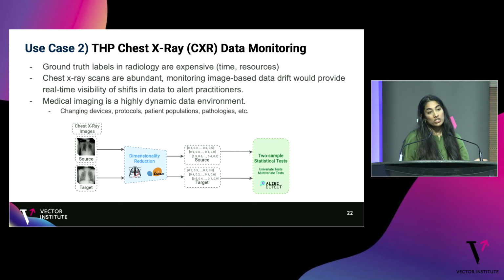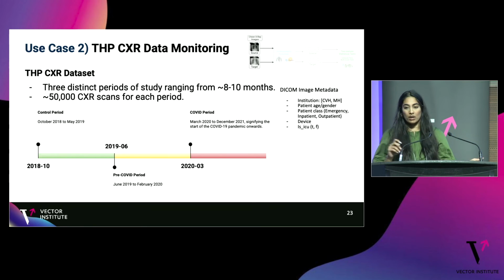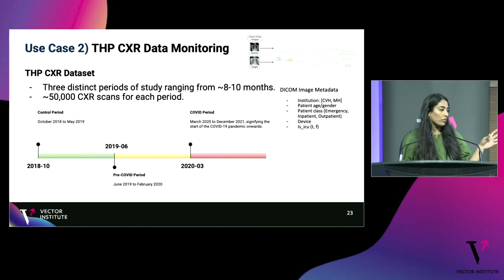In radiology, ground truth labels are really expensive. They're time-consuming, resource-intensive, and medical imaging is a really highly dynamic domain in terms of changing pathologies and changing devices. And so this is an application of drift detection that's really important. Using our same pipeline, this is our overall data set that we were working with. There are 3 distinct time periods that we broke up our data into, from 2018 to around the end of 2020, each about 8 to 10 months, each consisting of about 50,000 chest X-ray scans.